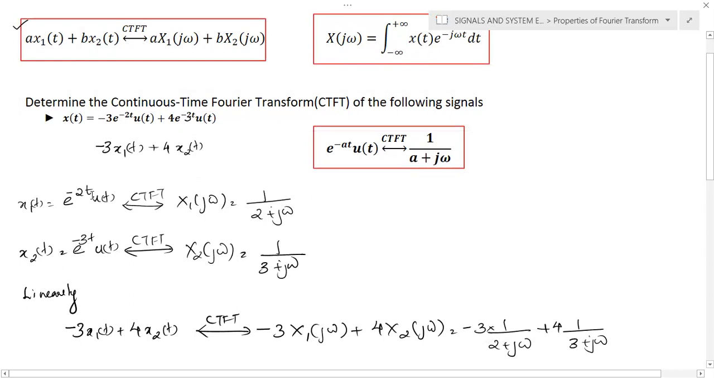So when you apply the linearity property, please remember that you should mention the linearity property in the problem. In this case, I already mentioned it. Otherwise, you should write: according to the linearity property, you can write this. You should always mention which property you are using. Here we are applying the linearity property, and the linearity property is a x1 of t plus b x2 of t gives a X1 of j omega plus b X2 of j omega. Okay, thank you.